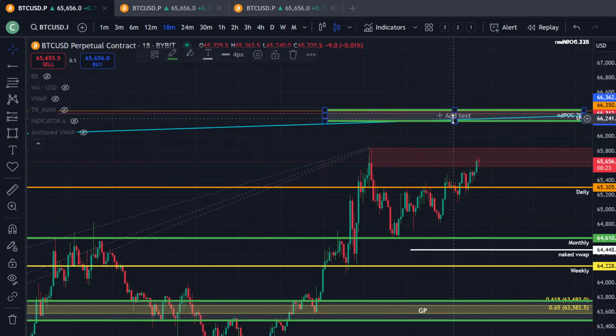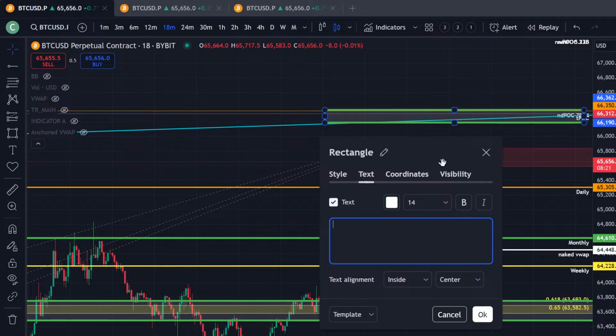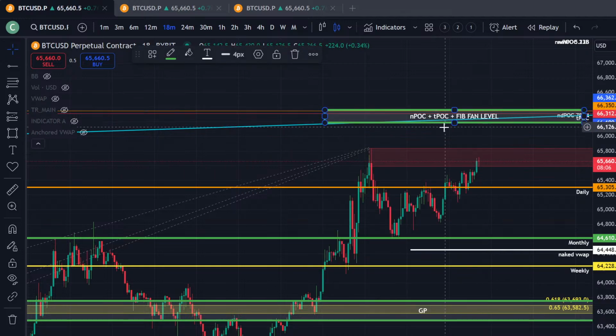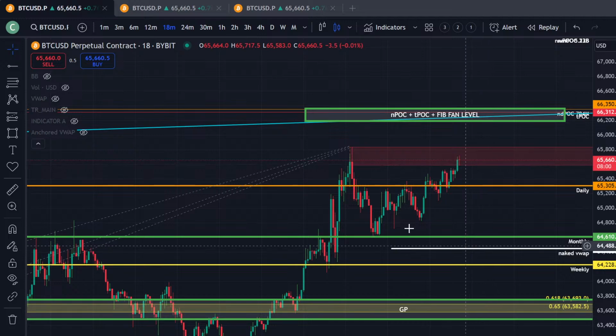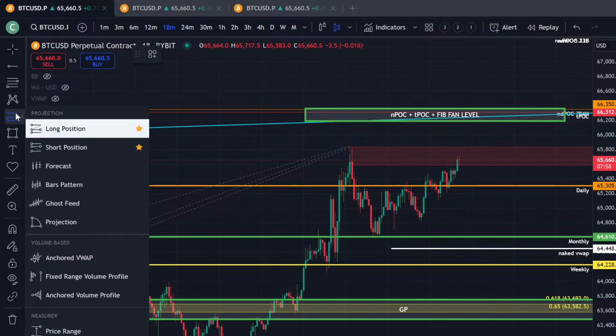I would widen it a little bit, and I will pinch down. It's a naked POC, and it's also plus a TPOC, and it's also a fib fan level. So this is a place I would look for a short. The target for this short would be the naked VWAP for the day, but of course that is the target. So we need to have some TPs as well.